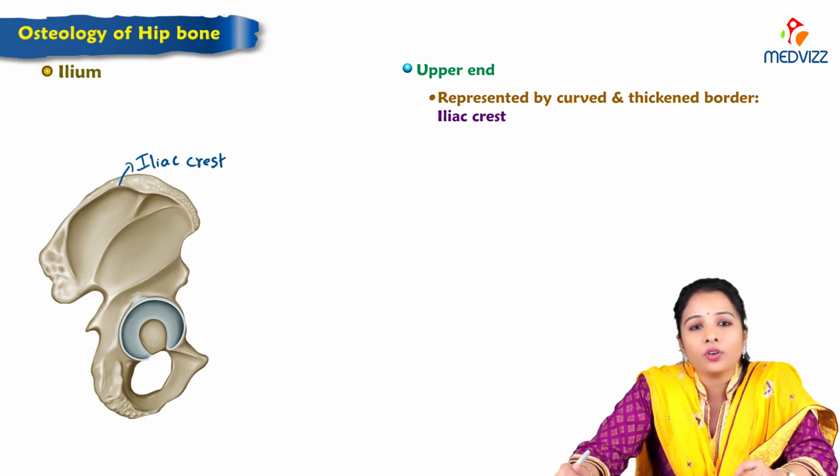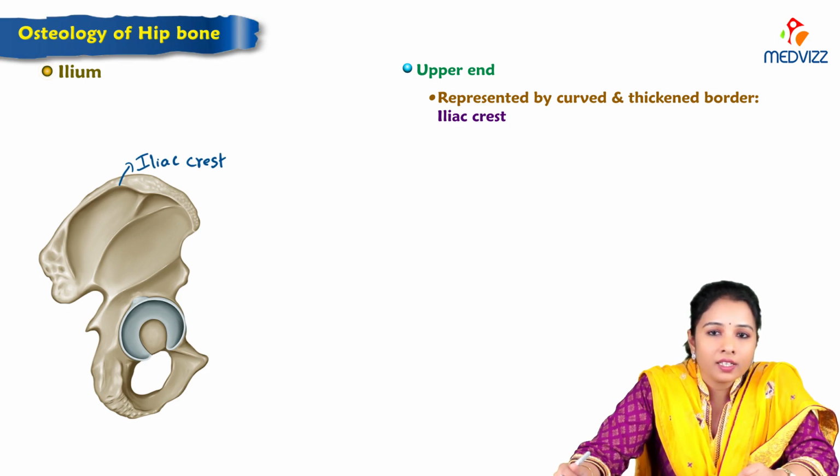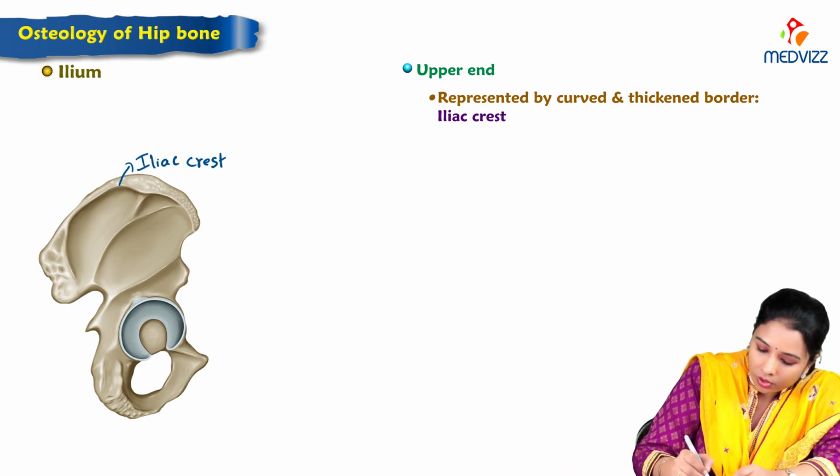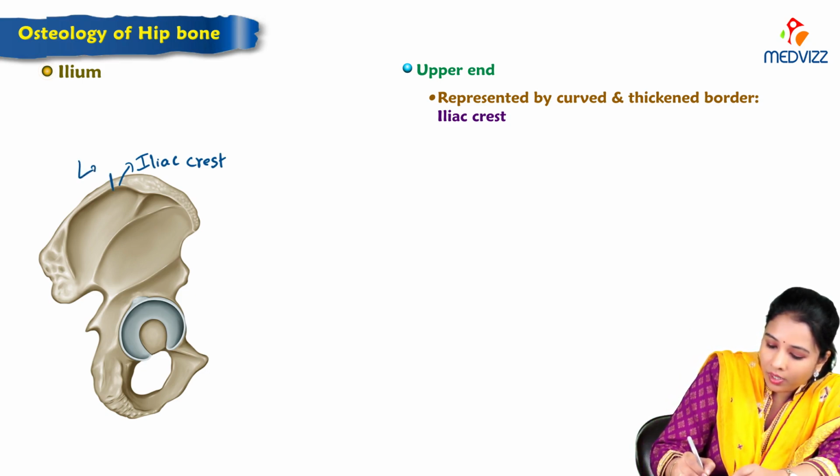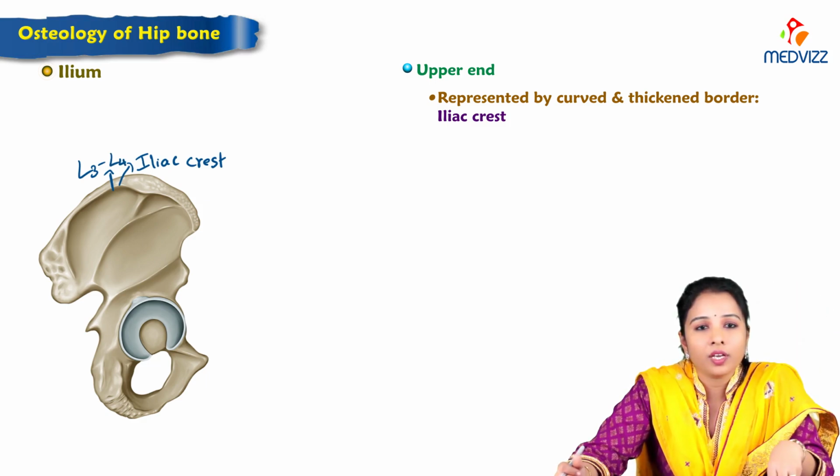The highest point of the iliac crest is at the level of L3 and L4. So the highest point is somewhere here. So it is present at the level of L3 and L4. So that is about the highest point.